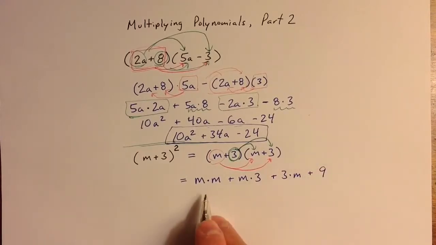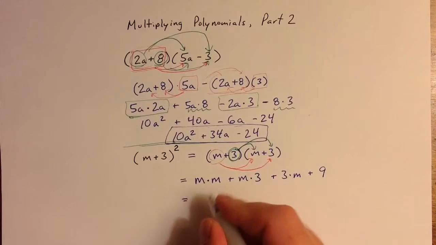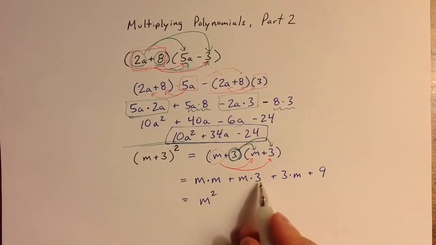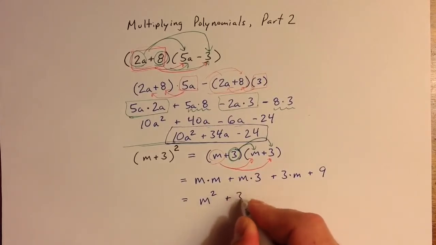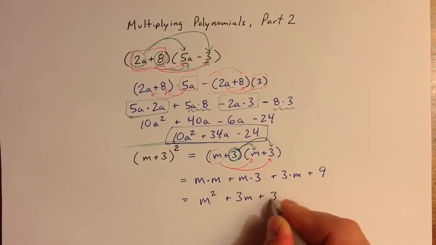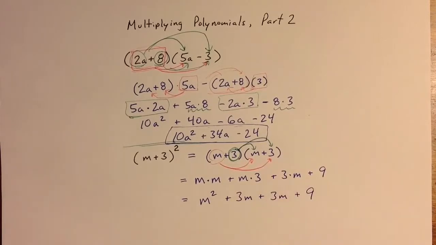So the m times m is going to be m squared. And now the middle terms, usually we write the numbers in front. So m times 3, that's the same as 3 times m. But then we also have another 3 times m, and the 3 squared, the 9. So the 3m's, we can gather those together, and we get m squared plus 6m plus 9.